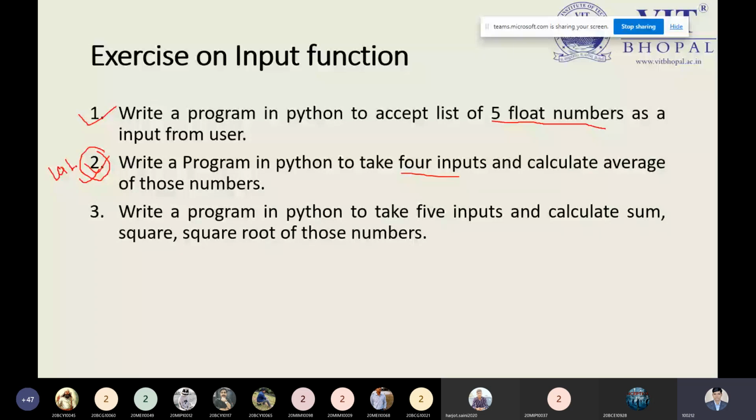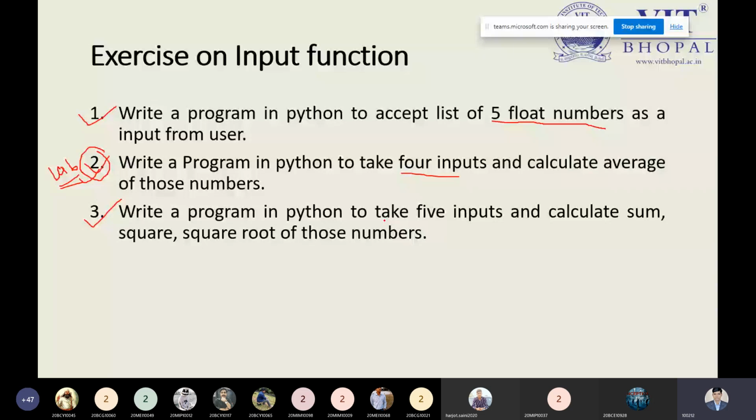Now, the next question we have: write a program in Python to take 5 inputs and calculate the sum and square root of those numbers. This is a good exercise where we can learn more about mathematical operations. We will see more detail about mathematical functions later, but we need to understand, if we take some input, how to perform mathematical operations. Is this program visible to all? Yes, sir.